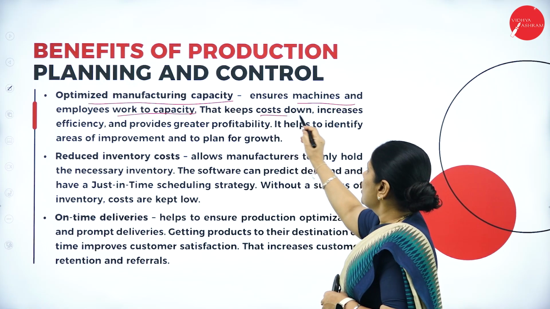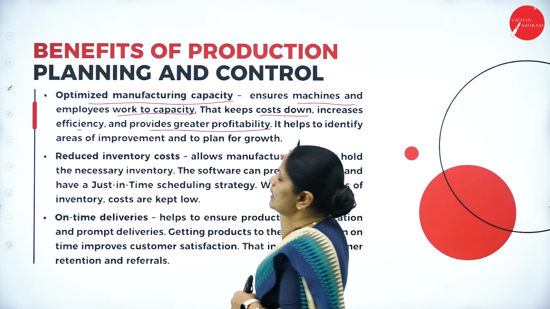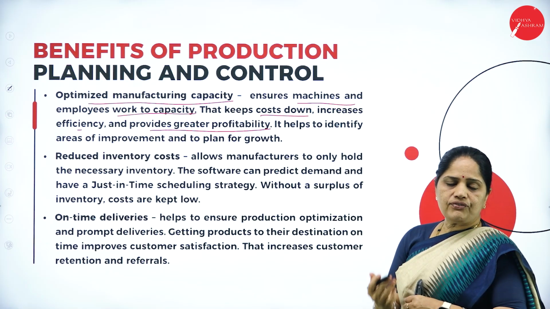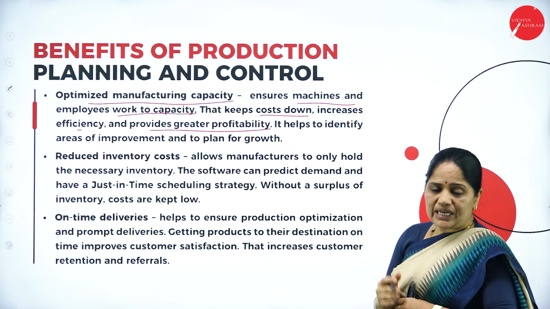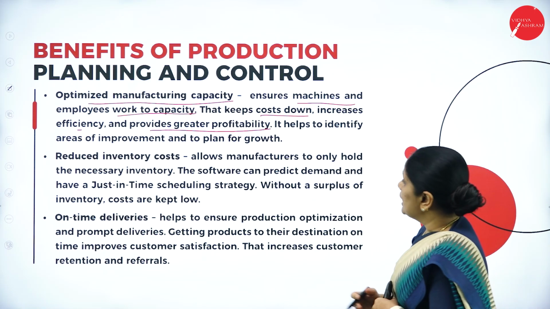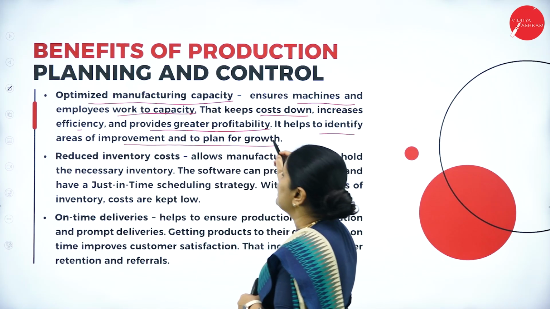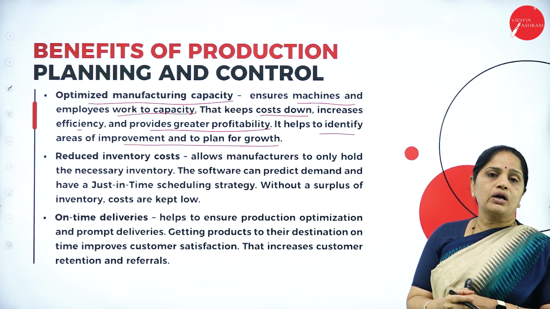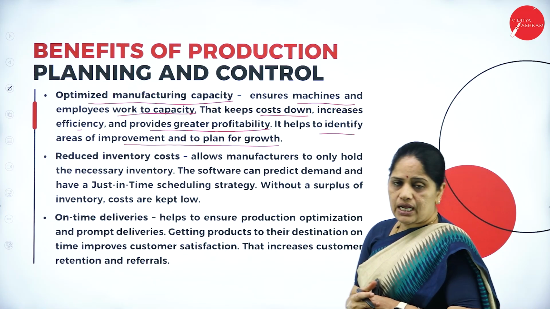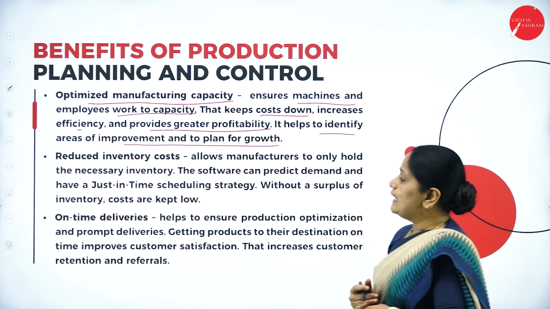So that keeps stock costs down, increases efficiency and provides greater profitability. So we will be able to see that it will increase the efficiency of the human labor, it will increase the efficiency of the machines and also provides greater profitability to the organization. It helps to identify areas of improvement and to plan for the growth of the organization. So what are the areas of growth and where the organization has to improve? All this will be possible with the help of production planning and control.